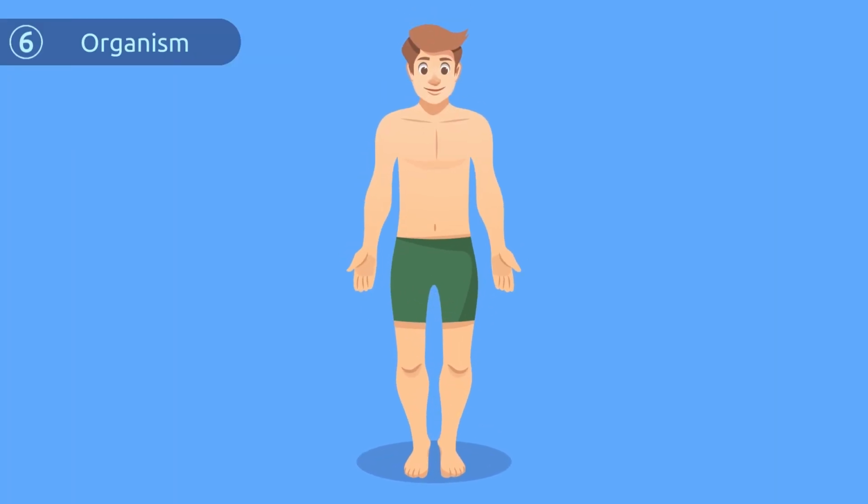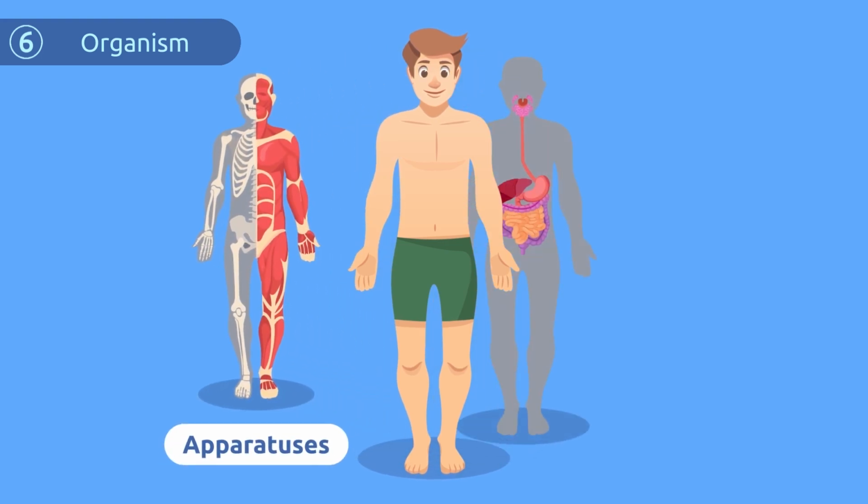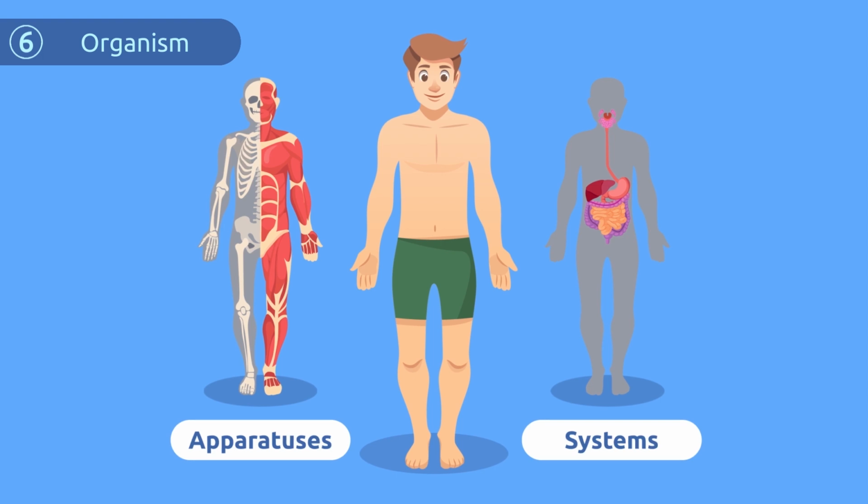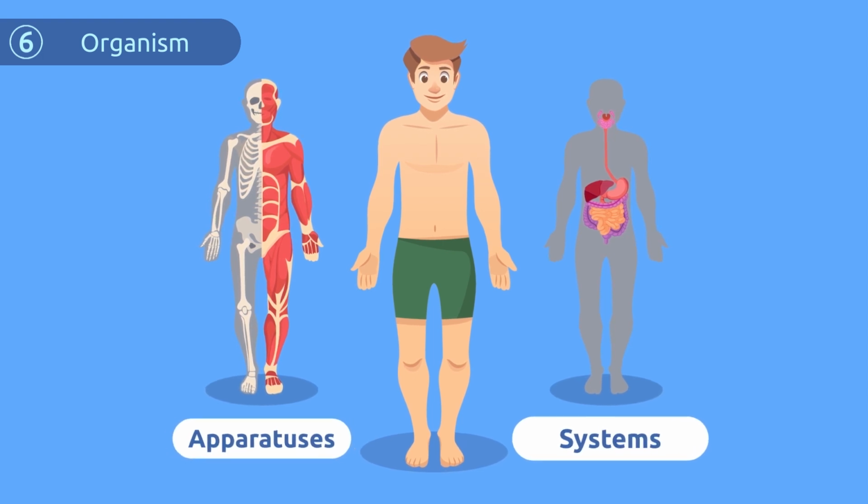And finally, we'll talk about the organism, which is made up by the combination of all apparatuses and systems. We are an organism, i.e., we are made up of apparatuses and systems.